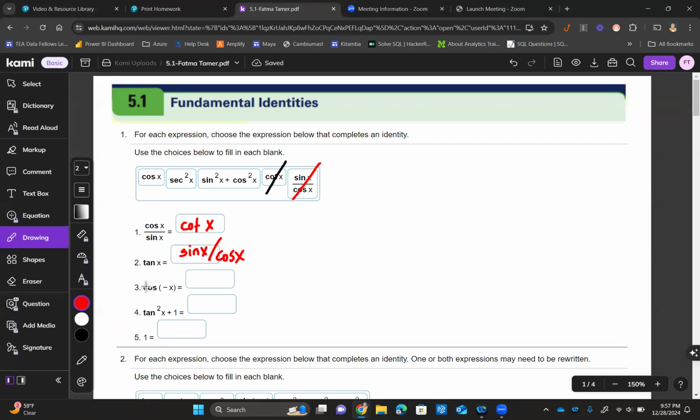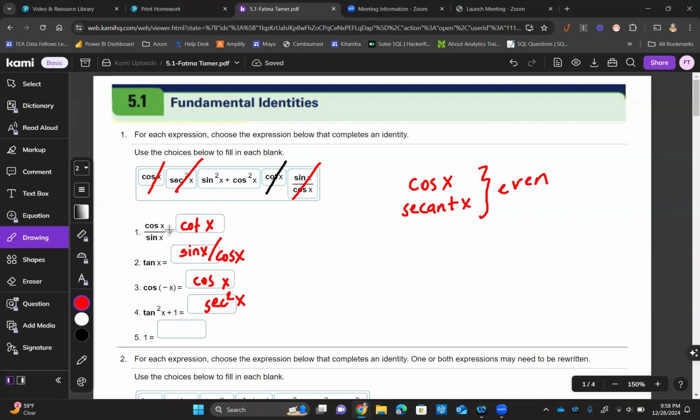Because cosine of x is an even function, whenever you change your input from x to negative x, this will still generate the same output as cosine of x. Because cosine is an even function, only cosine of x and the reciprocal of cosine, which is secant of x, are even. These are the only two even trig functions, and everybody else is an odd function. 1 plus tangent squared x is equal to secant squared x.